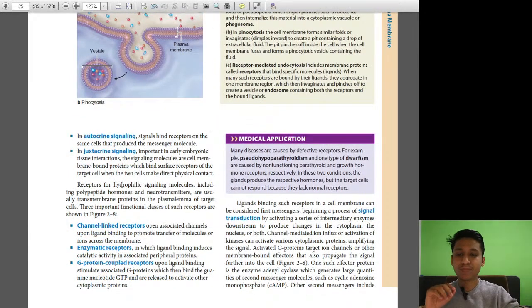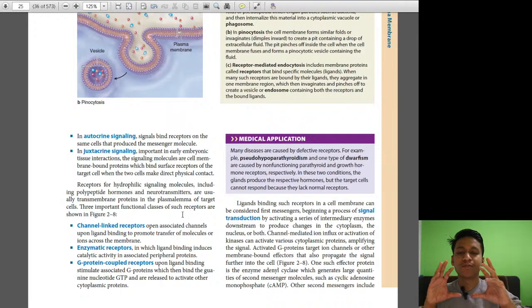Okay, so receptors for hydrophilic signaling molecules, including polypeptide hormones and neurotransmitters, are usually transmembrane proteins in the plasma lemma of target cells. Three important functional classes of such receptors are shown in figure 2.8.